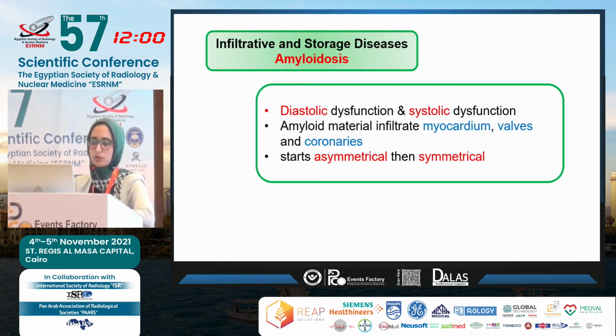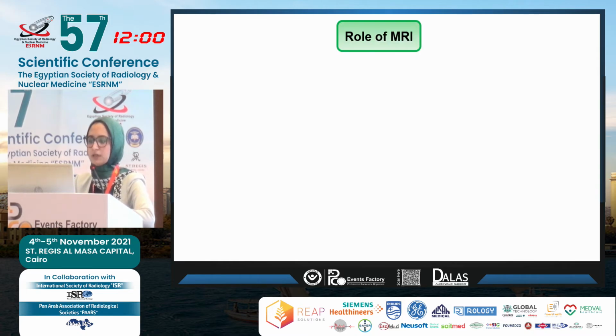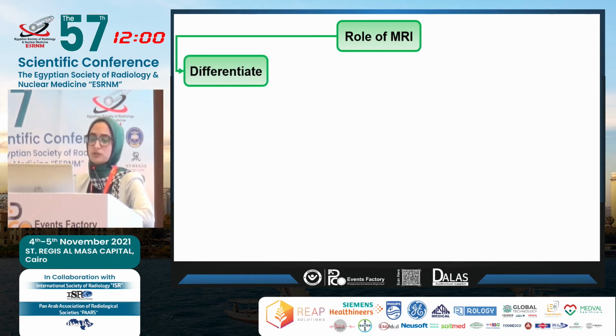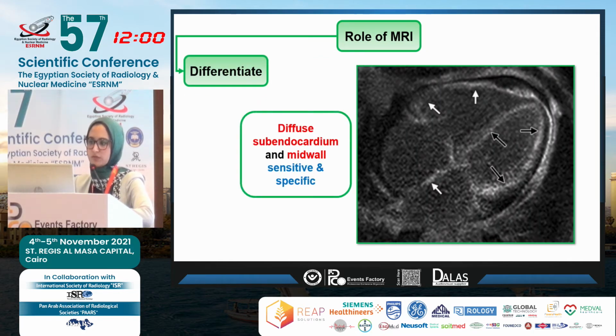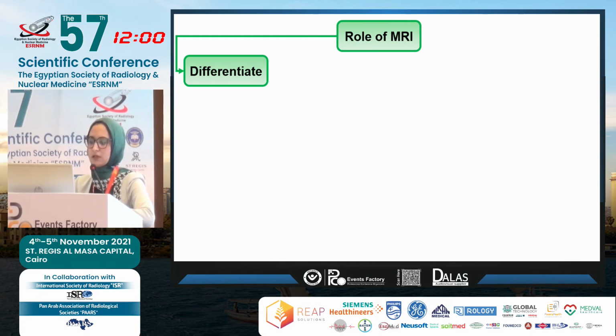Amyloidosis is one of the diseases that causes diastolic dysfunction and then systolic dysfunction. The amyloid material infiltrates the myocardium, the valves, and the coronaries. It starts in an asymmetrical fashion and then extends symmetrically. The role of MRI is to differentiate amyloidosis from other patterns of cardiomyopathy, so you get diffuse subendocardial enhancement, and the more extensive the fibrosis gets, you get difficult nulling of the myocardium during the acquisition of the exam, and this is sensitive and specific.